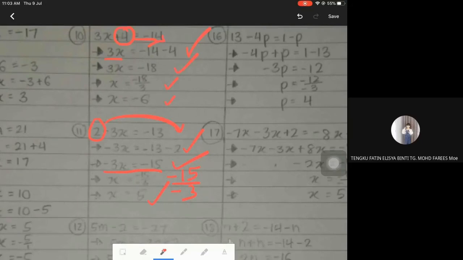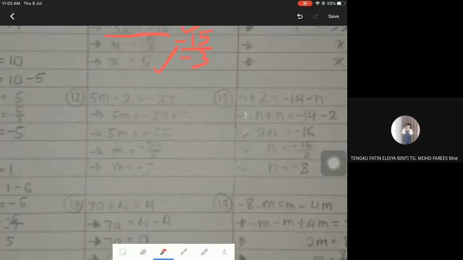Okay, very good. Number 12. Okay, number 12. Berapa jelas ni, nampak ke? Okay, 5m minus 2 equals to negative 27. So Husna brings the negative 2 to the right side. So it becomes plus 2. Minus 2, transfer to the right side, it becomes plus 2. Jadi we have 5m equals to negative 25.